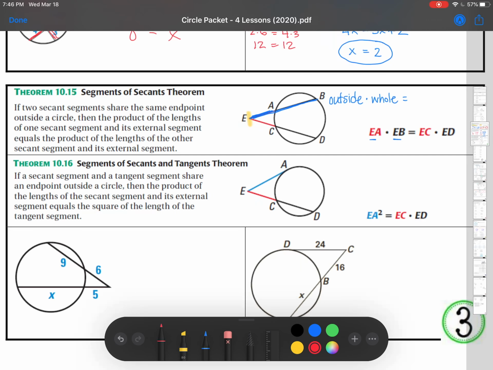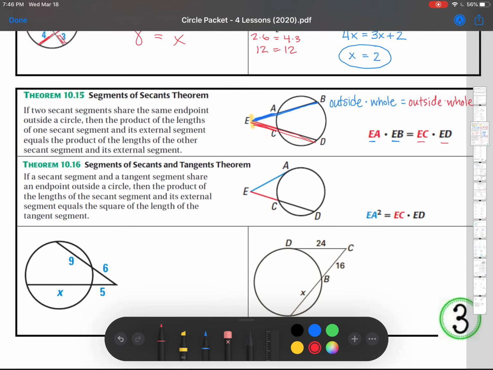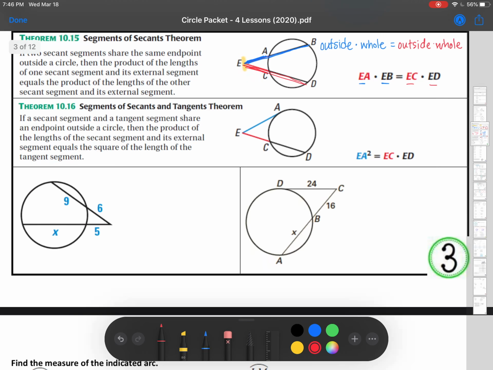equals, and then on the other side, EC times ED. EC is the outside and ED is the whole thing, equals outside times whole. So you'll hear me say that a lot because that's how I refer to this theorem. So maybe let's do a little example of that just so you can see how it works.